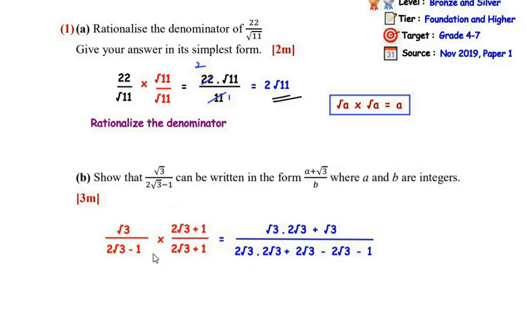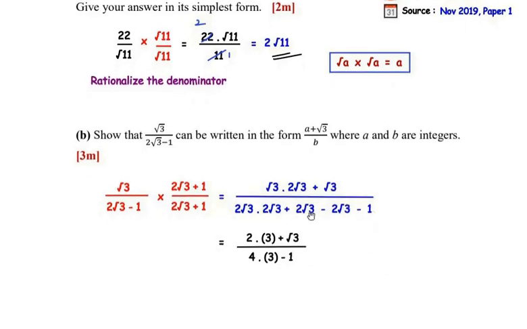Now let us multiply the denominator terms. So 2 root 3 multiplies with 2 root 3. We have written it over here. And 2 root 3 multiplies with plus 1, giving us plus 2 root 3. Now minus 1 multiplies with 2 root 3, giving us minus 2 root 3. And minus 1 multiplies with plus 1, giving us minus 1. Now comes the simplification part. So let us simplify this fraction.